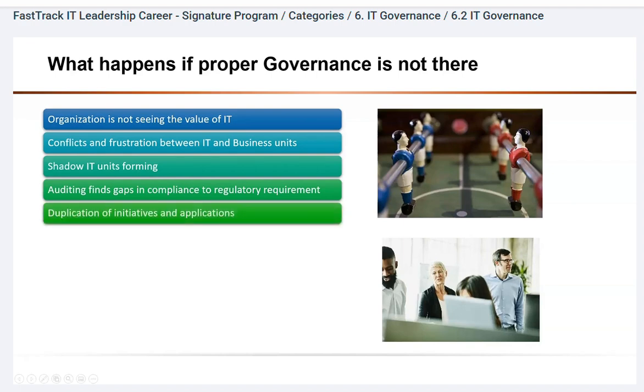Duplication of initiatives and applications. Especially in large organizations, let's say one business line wants an application and the same application is needed by some other business line, but they may not be talking to each other. Governance is the one that is supposed to keep control, avoid these duplicated efforts, and build synergies to reduce cost and improve efficiency. So if governance is not there, there are duplicated efforts and initiatives and even applications for the same purpose.